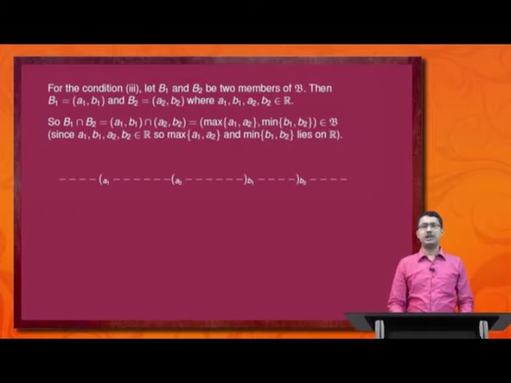Then B1 can be expressed as the open interval (a1, b1) and B2 can be expressed as the open interval (a2, b2), where a1, b1, a2, b2 all belong to the real numbers. So B1 intersection B2 is nothing but the intersection of two open intervals, that is (a1, b1) intersection (a2, b2), which is (maximum of a1, a2, minimum of b1, b2). Maximum and minimum both belong to the real numbers because a1, b1, a2, b2 are all real numbers.